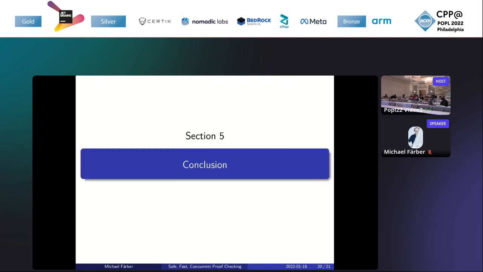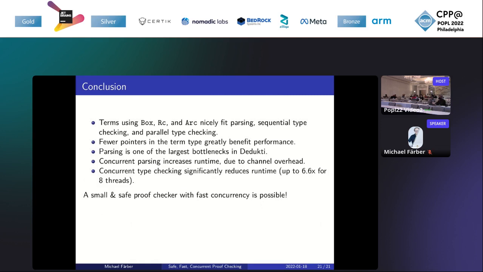To conclude this talk, let me sum up its main points. I created different term types using different pointer types, and I showed that each of these term types nicely fits a task such as parsing, sequential, and parallel type checking. Furthermore, using fewer pointers in the term type greatly benefits the performance. I also showed that parsing is one of the largest bottlenecks in Dedukti. However, unfortunately, concurrent parsing increases the runtime due to the overhead of sending commands through a channel.